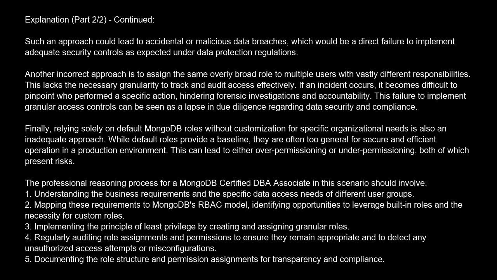While default roles provide a baseline, they are often too general for secure and efficient operation in a production environment. This can lead to either overpermissioning or underpermissioning, both of which present risks. The professional reasoning process for a MongoDB Certified DBA Associate in this scenario should involve: 1. Understanding the business requirements and the specific data access needs of different user groups. 2. Mapping these requirements to MongoDB's RBAC model, identifying opportunities to leverage built-in roles and the necessity for custom roles. 3. Implementing the principle of least privilege by creating and assigning granular roles.